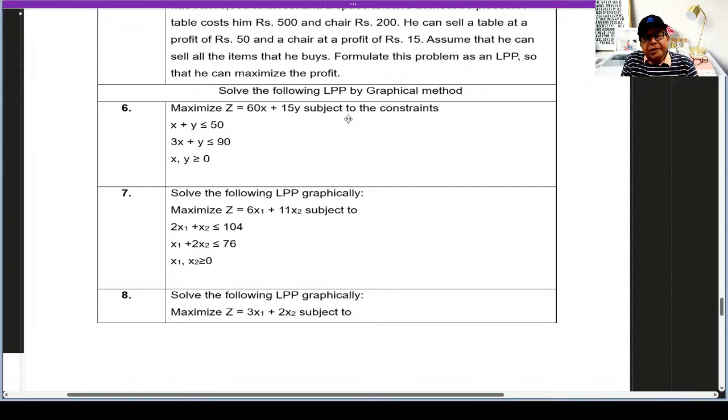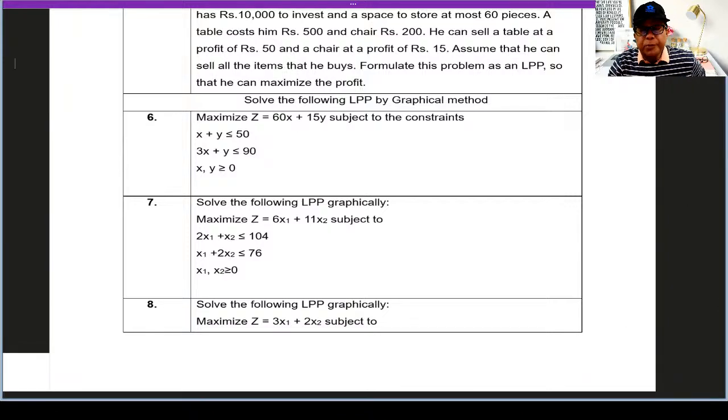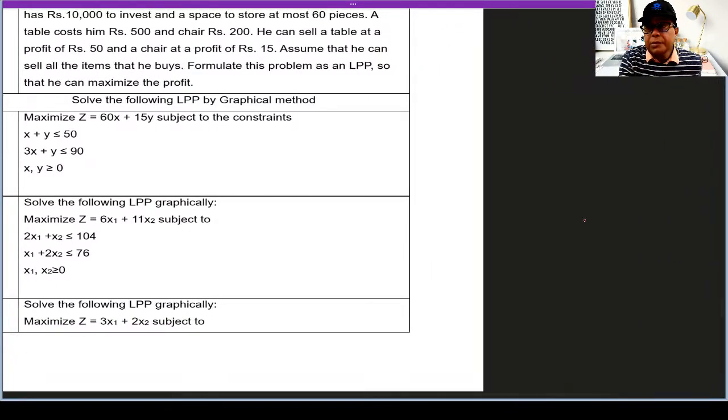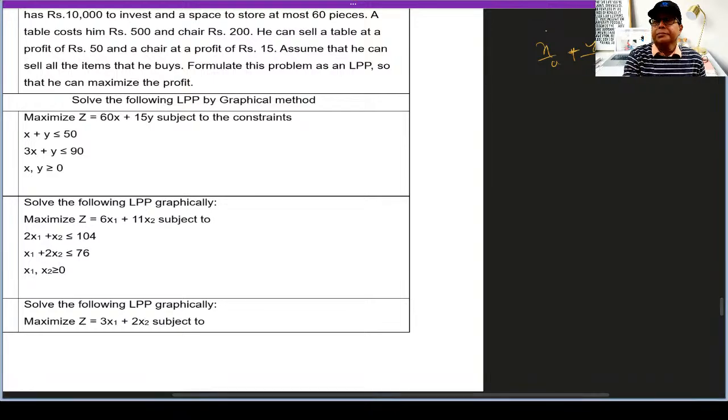Just read. Maximize j equal to 60x plus 15y subject to these constraints. You have to solve the LPP now. Be ready with the graph paper. And when you are plotting, please don't make the mistake of taking lines apart from intercept form or slope intercept form, because other forms are of no use here. So if you want to plot, say, x by a plus y by b less than or equal to 2. Okay?